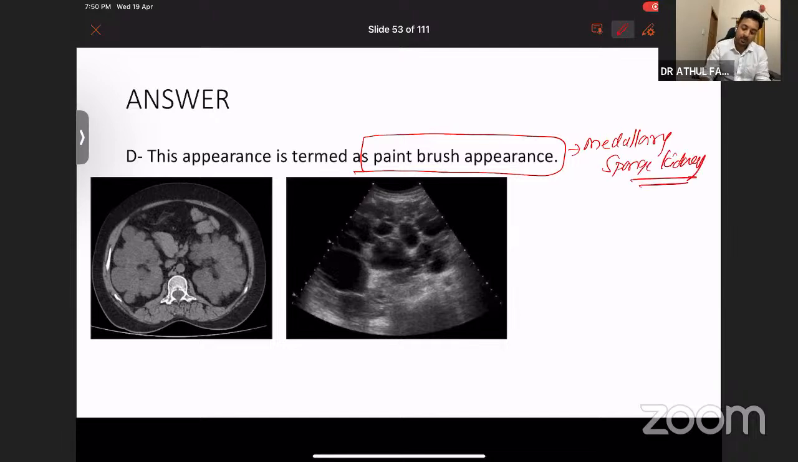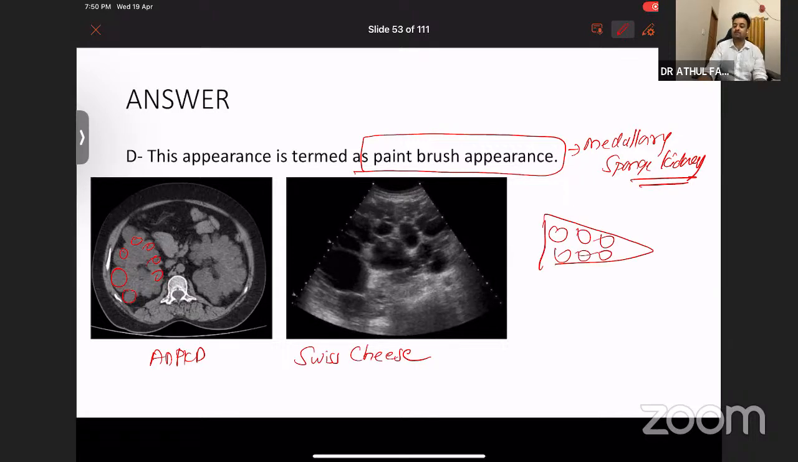Okay. So what happened? This is an ADPKD CT image. See multiple cystic lesions replacing the parenchyma. On ultrasound, it has this appearance, also known as what? Swiss cheese. In cartoons like Tom and Jerry, you will see cheese like this, right? So this is the Swiss cheese appearance. It is a repeat question on autosomal dominant polycystic kidney disease.